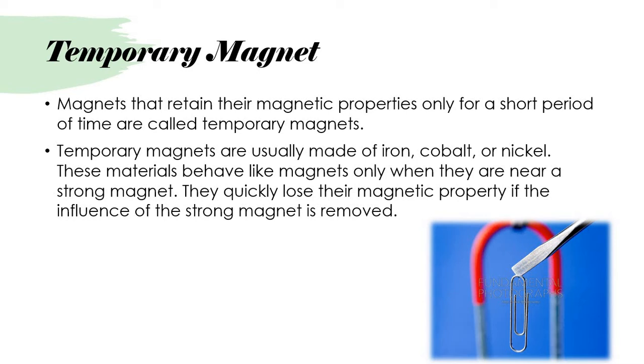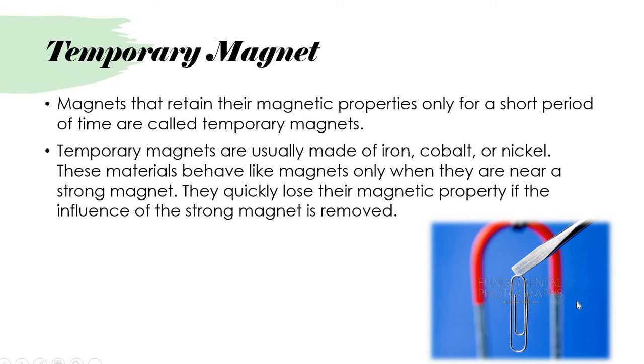And these materials, iron, cobalt or nickel, behave like a magnet only when they are near a strong magnet, that is, when they are under the influence of the strong magnet. Then that particular iron, cobalt or nickel also gets magnetized, gets the magnetic property and behaves like a magnet. When they move away from the strong magnet, they lose their magnetic property.